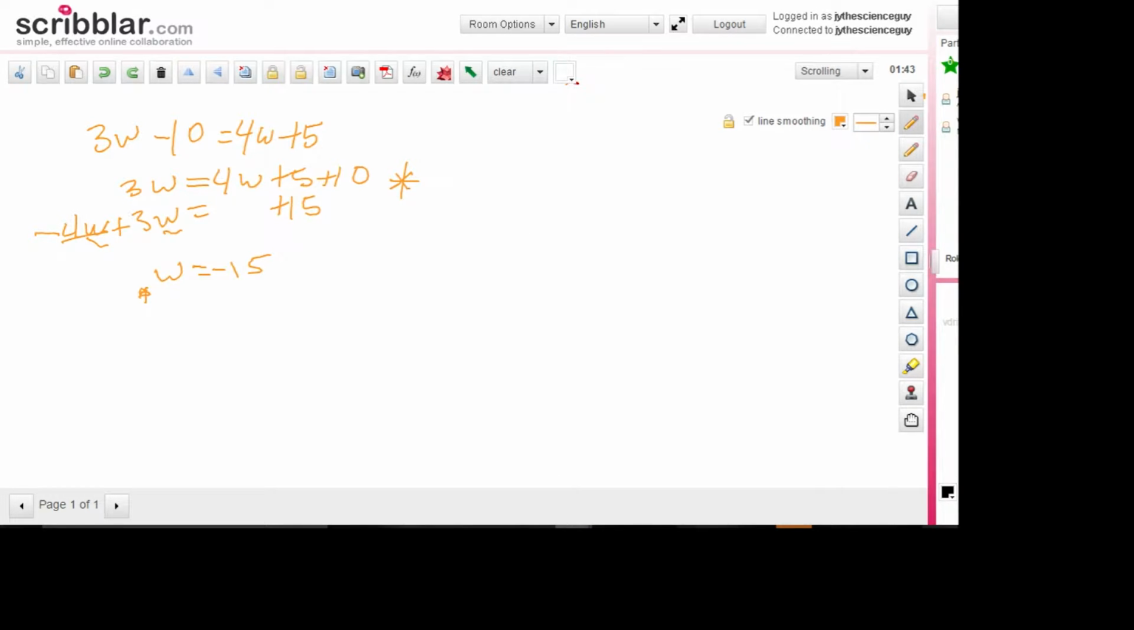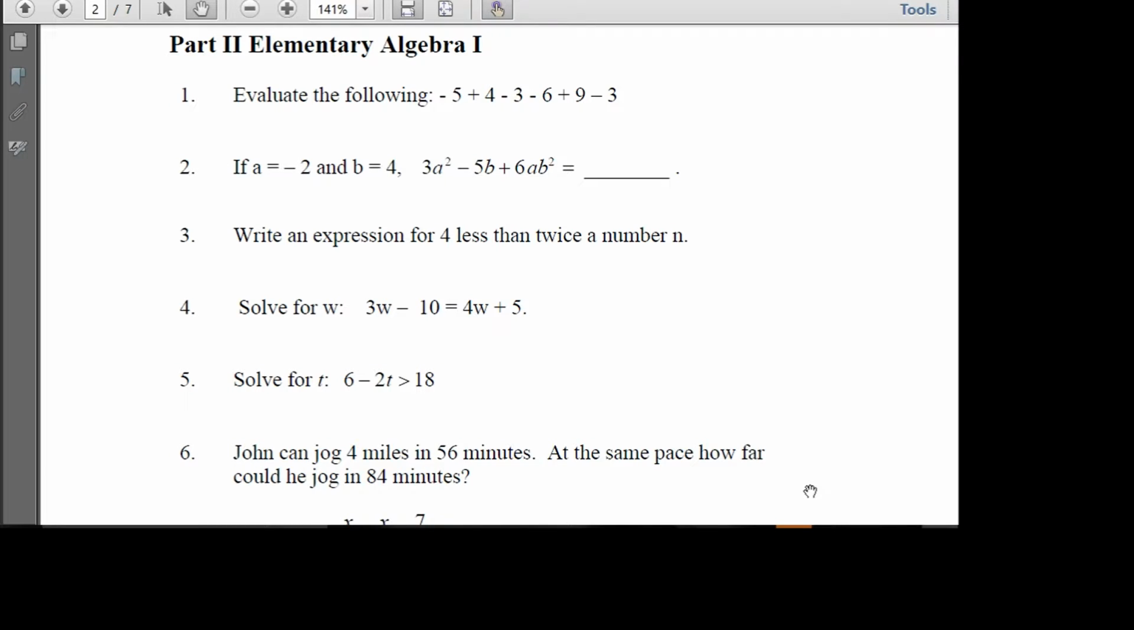All right. Got it. Clear it for me, and I'll read you the next question. Let me know when you're ready. Ready. Okay, I'm just going to read it. So the equation is 6 minus 2t is greater than 18.